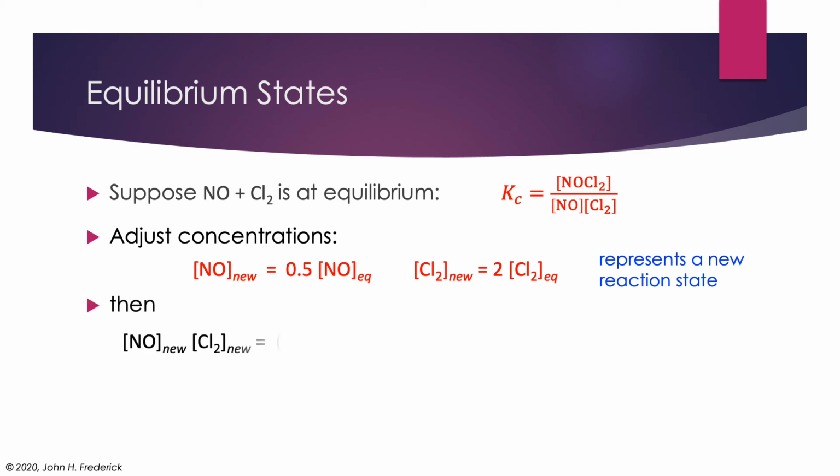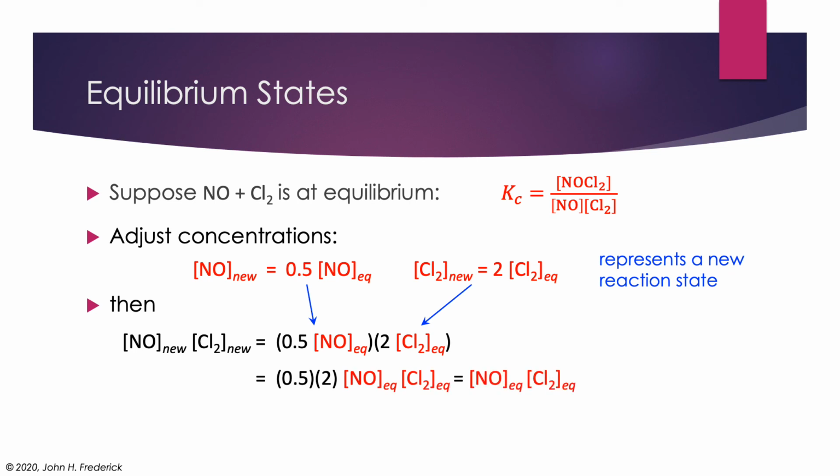But I want to point something out. If I look at the product of my new concentrations of NO times Cl2, then I'm going to use the expressions that I got above. So I'm going to plug those in, and I'm going to get that's equal to 1/2 times NO at the equilibrium value, and 2 times chlorine at the equilibrium value. But then when I multiply this out, I'm going to end up having 2 times 0.5, which is just 1. So in fact, the product of the new concentrations of NO and Cl2 is just equal to the product of the old concentrations that were at equilibrium.